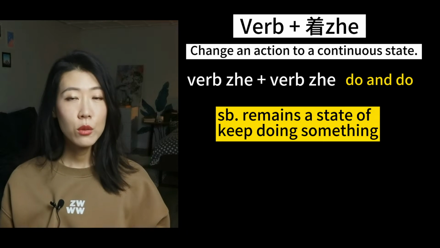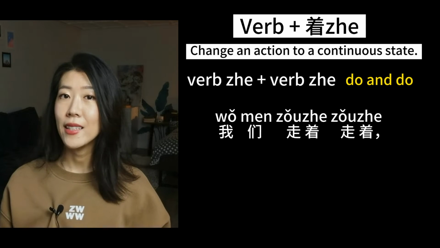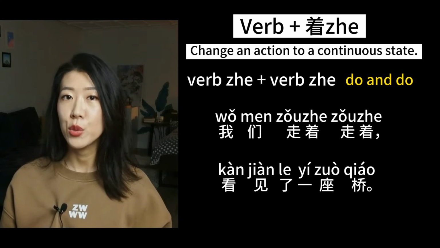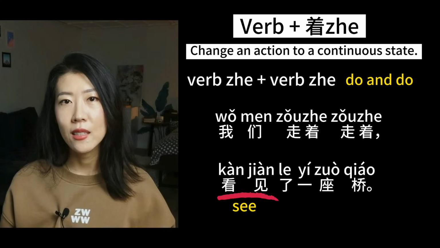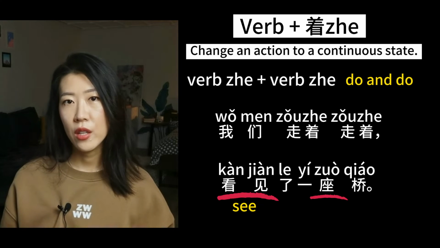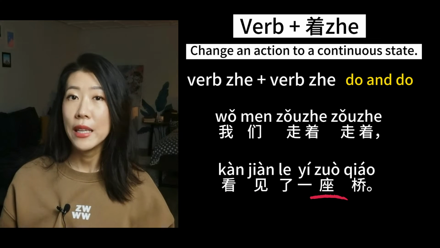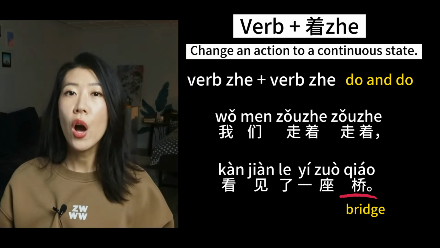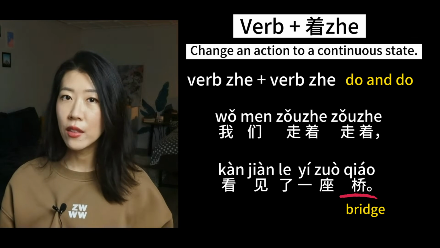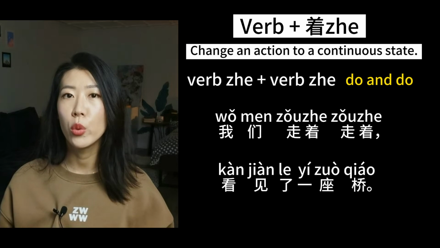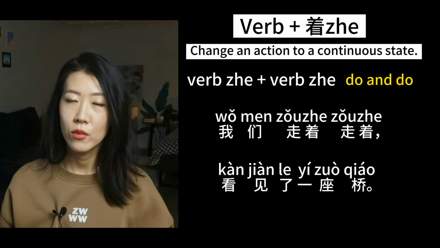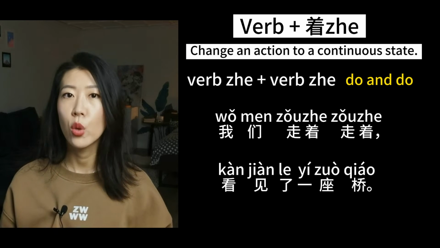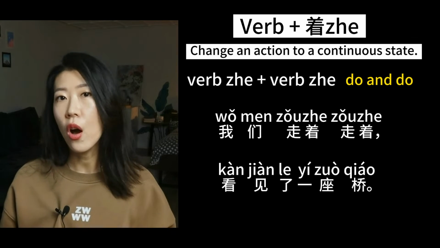For examples, 我们走着走着看见了一座桥。看见 means see. 座 is a quantifier. It's used to describe many architectures. 桥 bridge. So we saw a bridge. Before seeing this bridge, what were we doing? We were walking. We kept walking and walking and then saw a bridge.